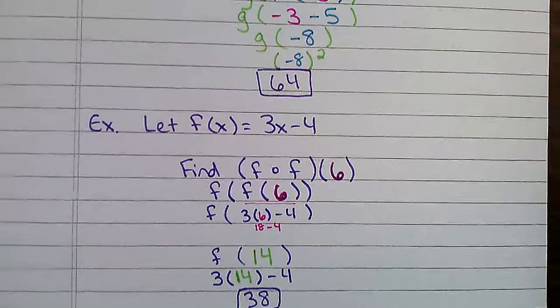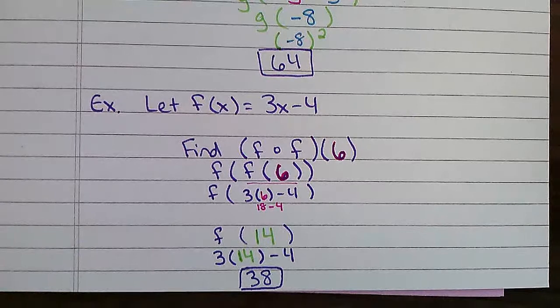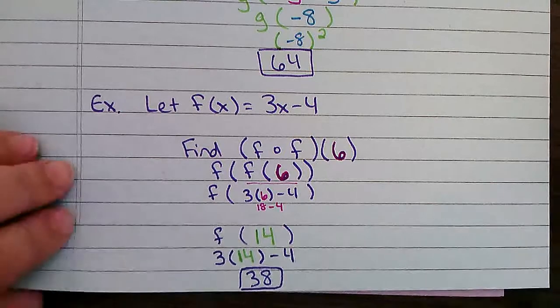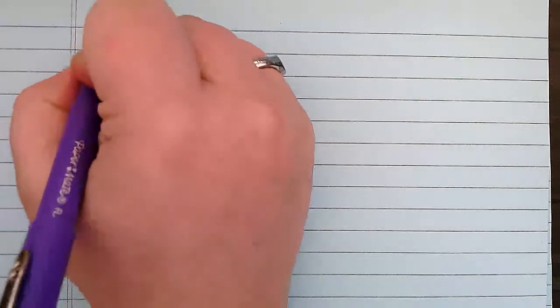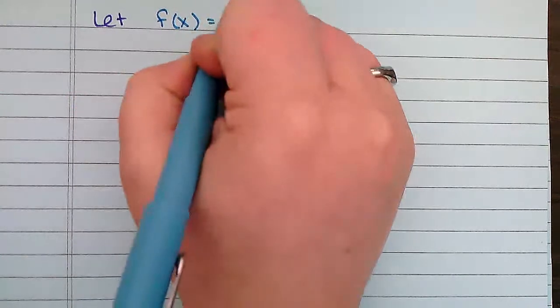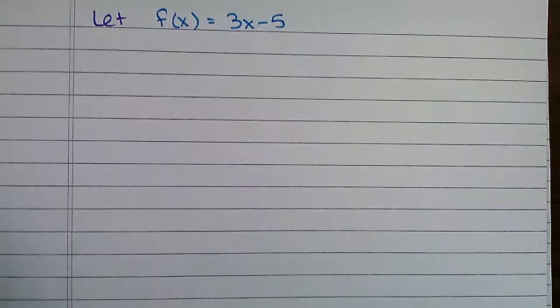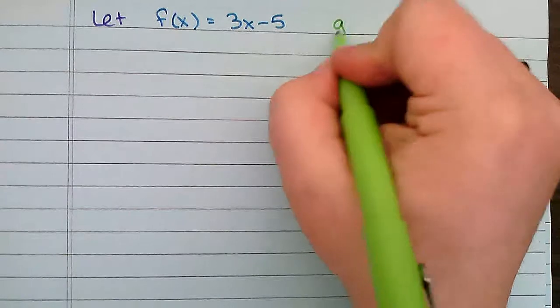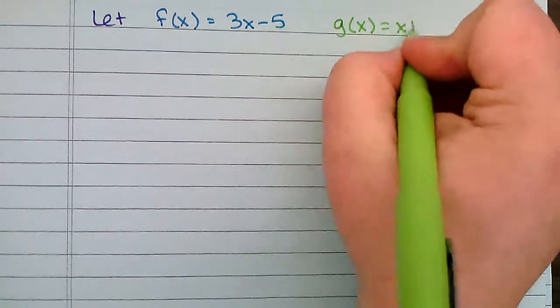Okay, so when it's a number, it's not too bad. But do you think we're going to let it just stay numbers? No. So let's move on and look at it when we have letters in here. So when you have numbers, it's pretty much just calculations and mental math. Now let's get a little bit more challenging. So we are going to let f of x, for these ones, be 3x minus 5, and we're going to let g of x equal x plus 4.